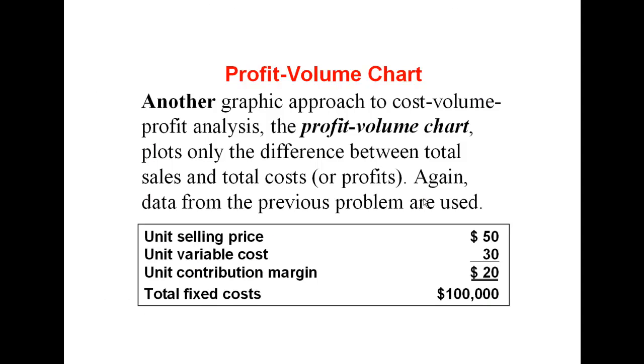We're also going to see something called a profit volume chart. This only shows the difference between total sales and total costs, or profits, but it might be something else that you see. In this example, we have a unit selling price of $50 and a unit variable cost of $30, so our unit contribution margin is $20, and our total fixed costs are $100,000.